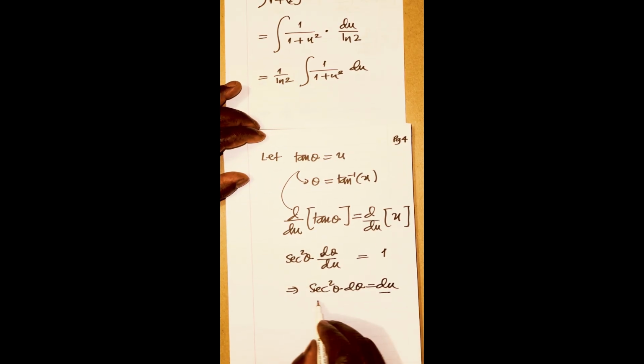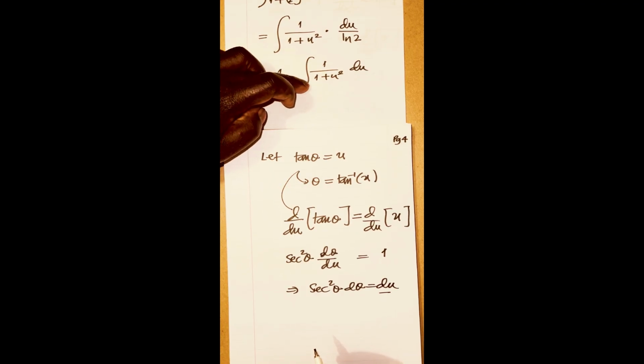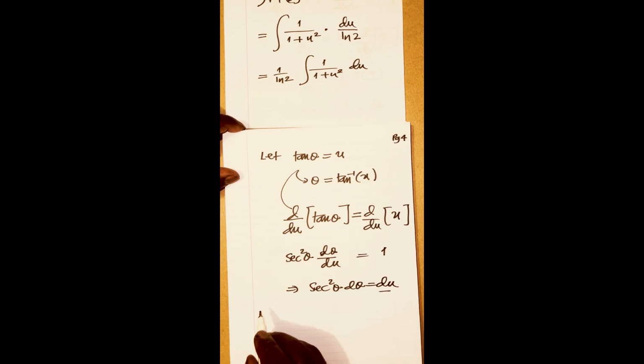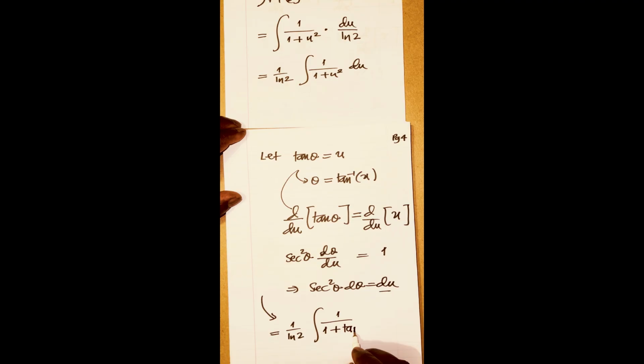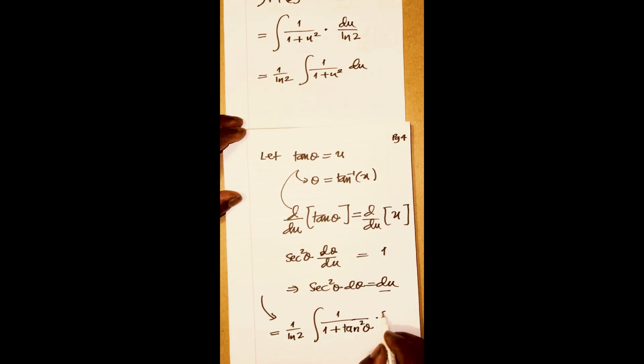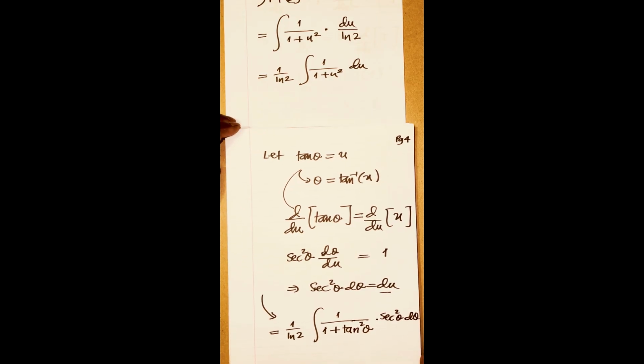Now where I see du, I must put this expression in that integral. So therefore we are going to say that integral is the same as 1 over natural log of 2 times the integral of 1 all over 1 plus, remember where there's u, I must put tan, and we have u squared there. So this has to be tan squared of theta, and instead of du, I'm going to have sec squared theta d theta. Sec squared theta d theta, like that.